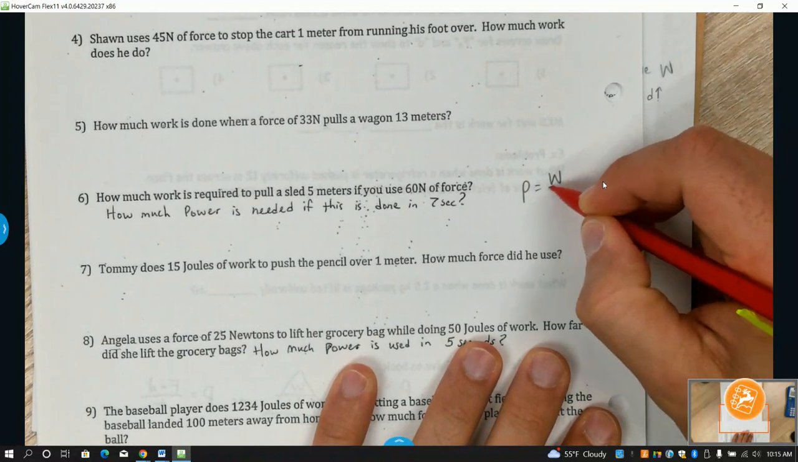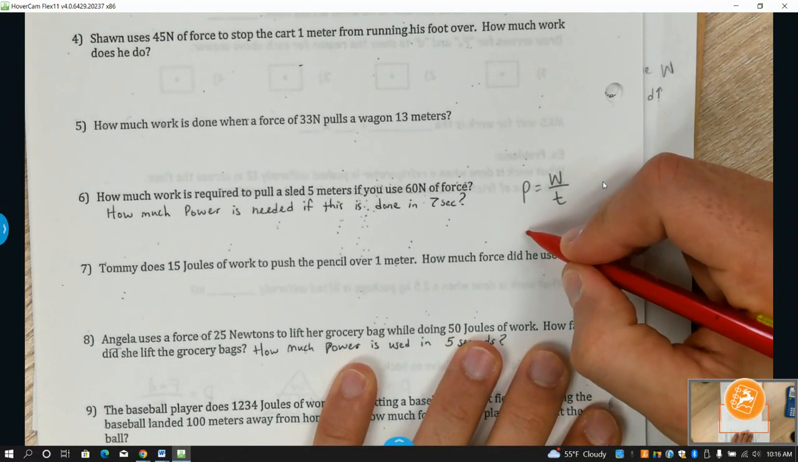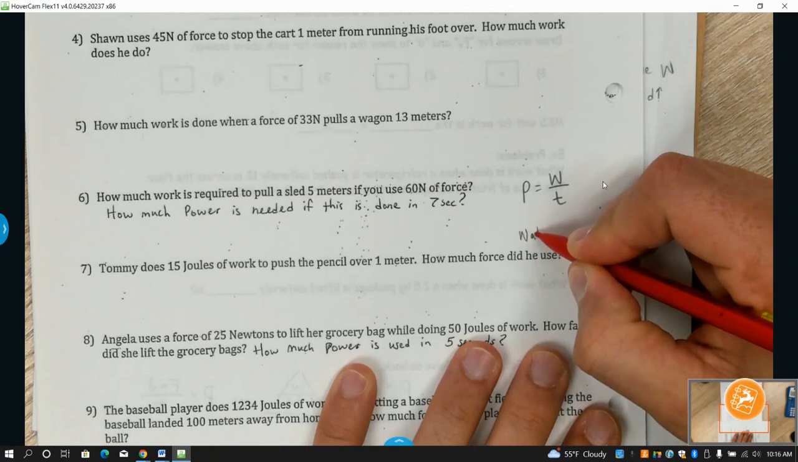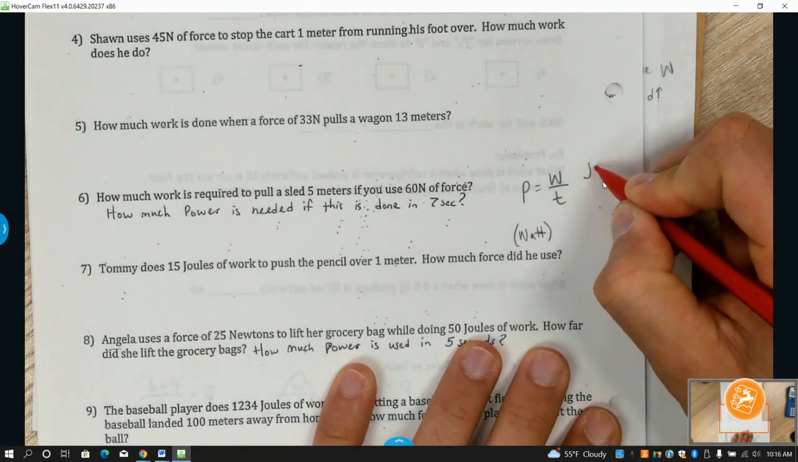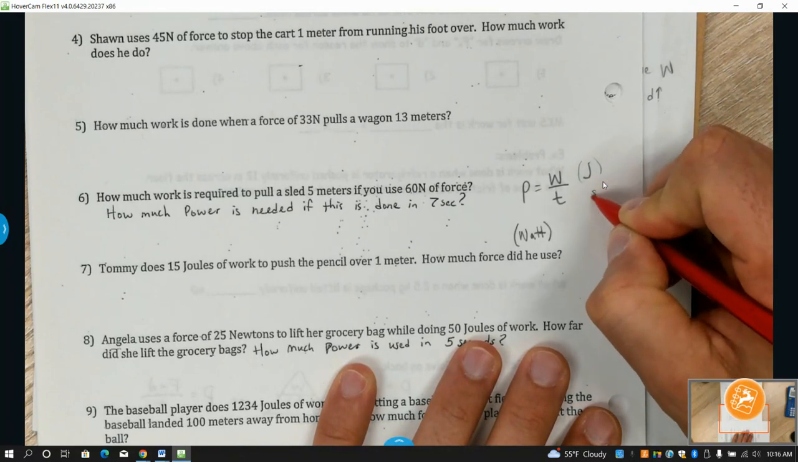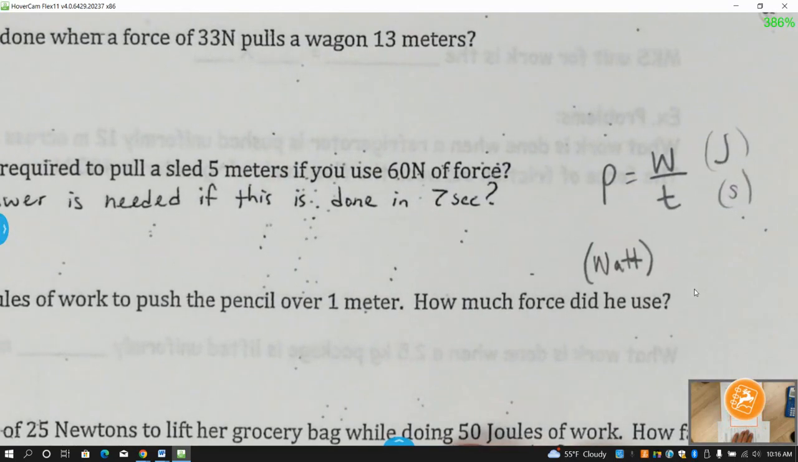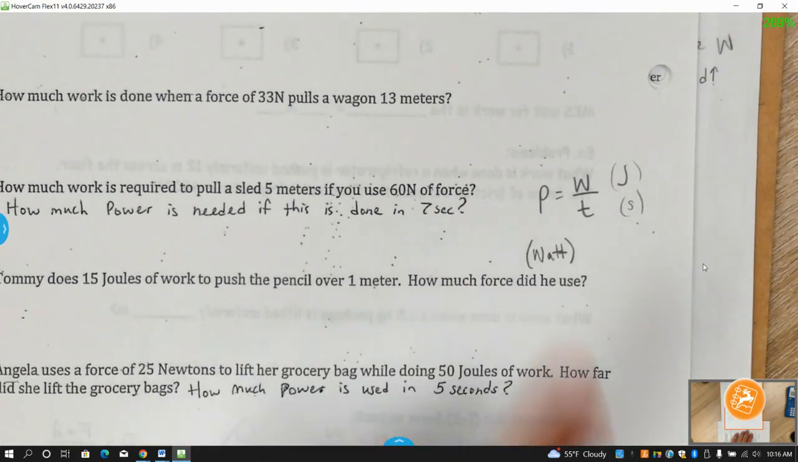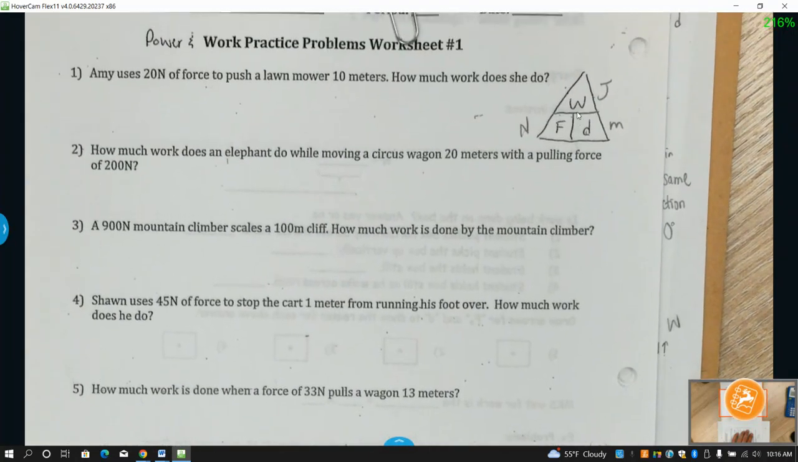Power is work divided by time. The unit for power is the watt, W-A-T-T. For work, it's the joule, and for time we're going to use seconds. Watt? Yes, watt. So, little triangles? Yep, I just want to make sure we have that. You'll need power for 6 and 8, but everything else you should be able to do with this.